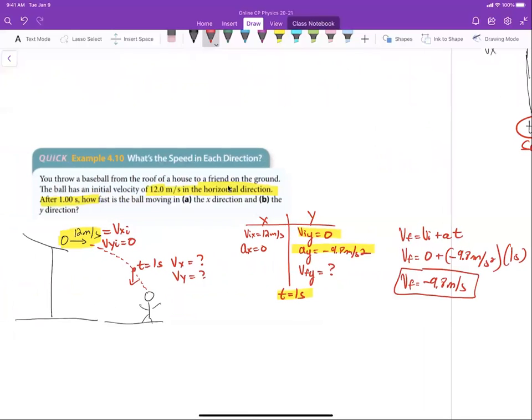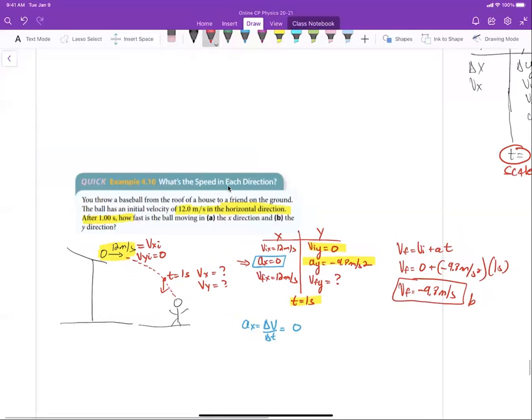So that's part of the answer. That's actually the answer to B. Well, what do we know? If the acceleration in the x direction is 0, and the definition of acceleration is change in velocity over change in time, that equals 0. Well, time's not 0, and we can't divide by 0 anyway, so we know that the velocity change has to be 0. We know that the velocity in the x direction at all times is equal to what it started at. It will not change because the acceleration in the x direction is 0.